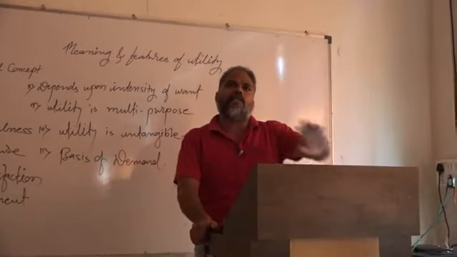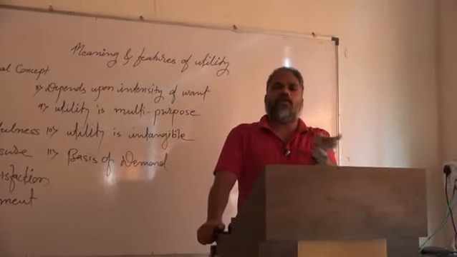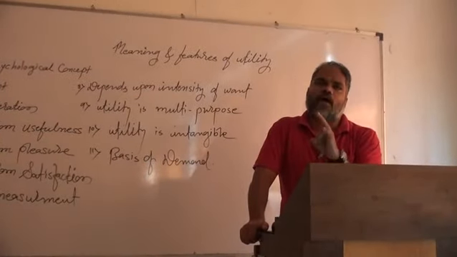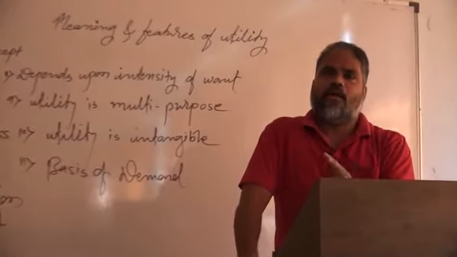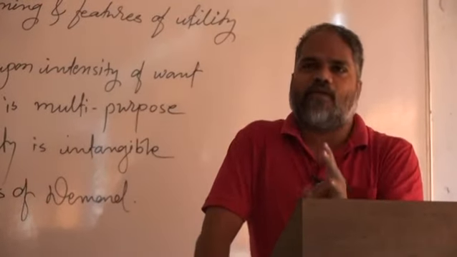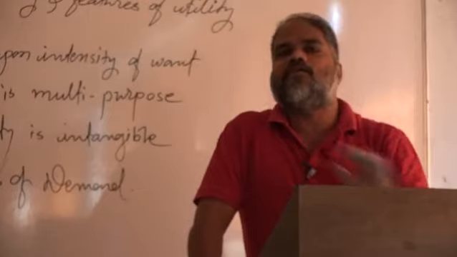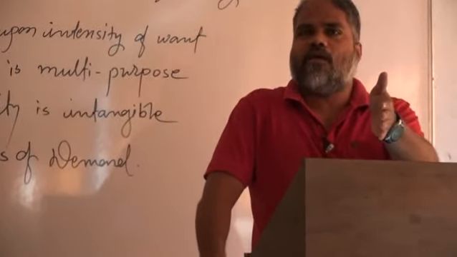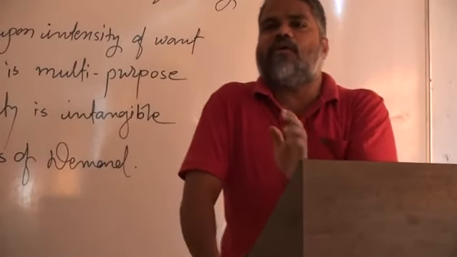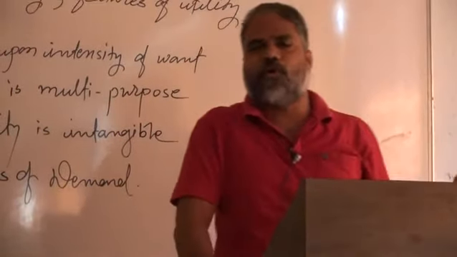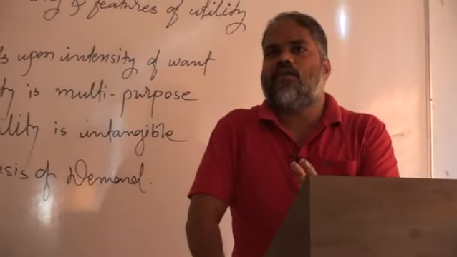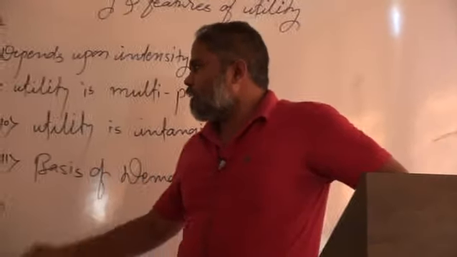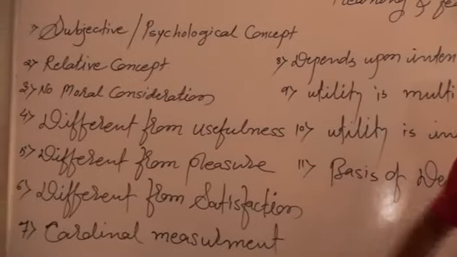So utility and usefulness are both different. Utility is just the power of a commodity to satisfy human want, and usefulness means the amount of benefit actually received by a person by consuming the product. So smokers get utility from the cigarette because the cigarette has the power to satisfy the want of the smoker, but there is no use of the cigarette. Okay. Then the next feature we have to discuss is that it's different from pleasure.